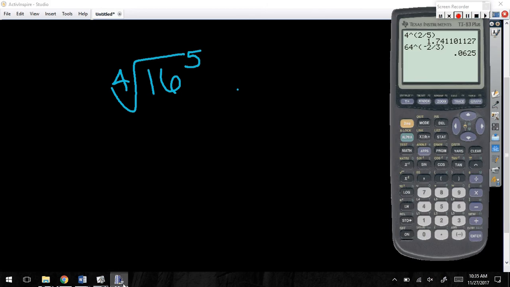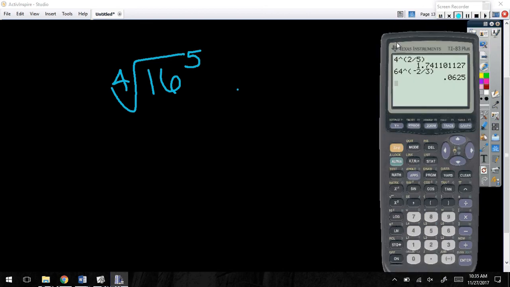Let's say I needed to do the 4th root of 16 to the 5th. There is a button on your calculator. Now we know where the square root button is, right? If you go into math and you see that 5th option, it says X root. The only thing is you have to plug in for X first. So I have to do 4, then go into math.